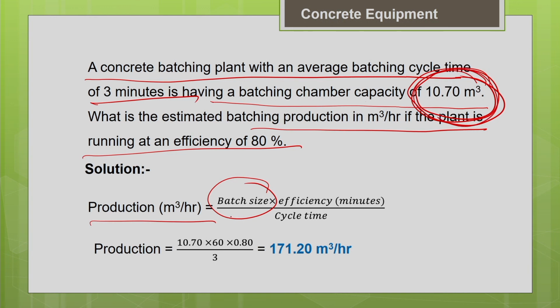So, the batch size is 10.7 meter cube into the efficiency is given as 80% divided by cycle time is 3 minutes. So, you convert it into hours, so 3 divided by 60. So, this gives me the batch production as 171.2 meter cube per hour. So, this is how you have to estimate your productivity of the concrete batching process.